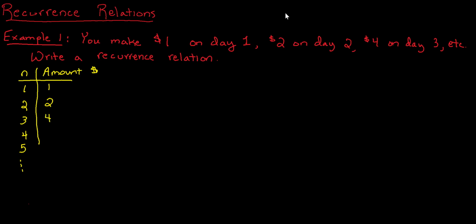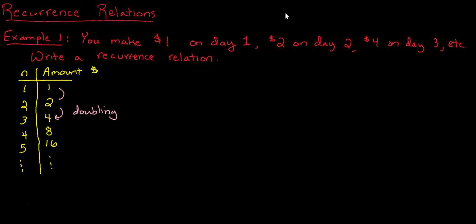And so I'm looking at the pattern. It looks like I'm doubling my salary every day. And I really wish this was my job because I'd be really quite wealthy. So it's not the case, but let's continue the pattern here. If I double the 4, I multiply by 2, I'm going to get to 8. And then on day 5, I'd be up to $16, etc.